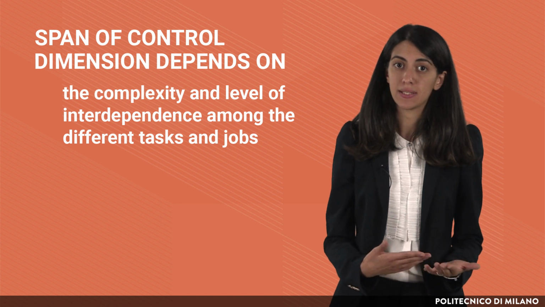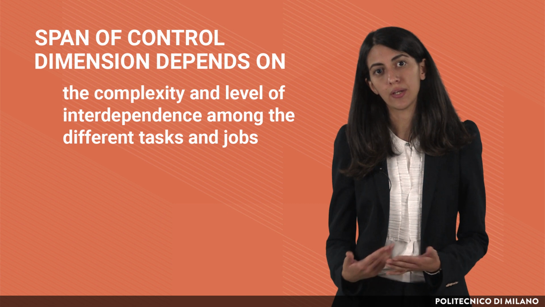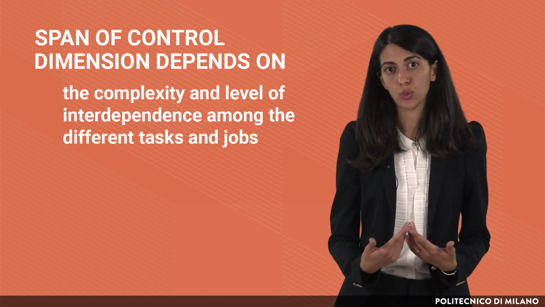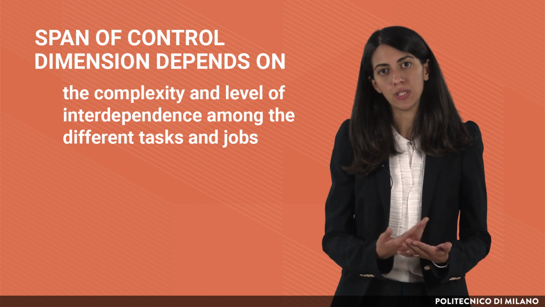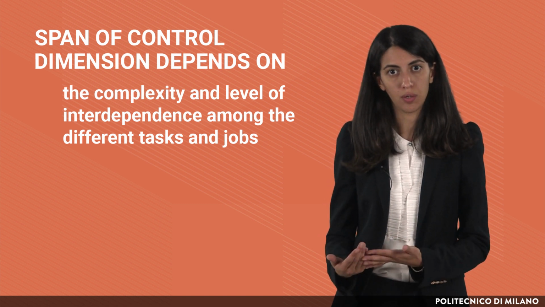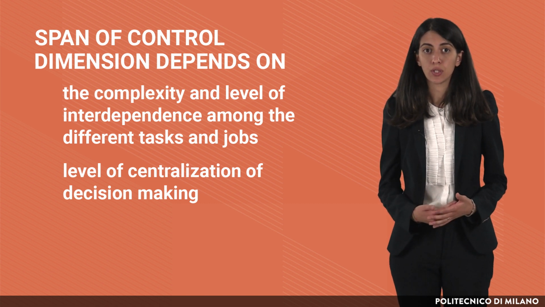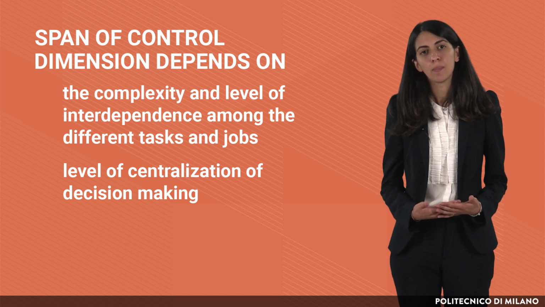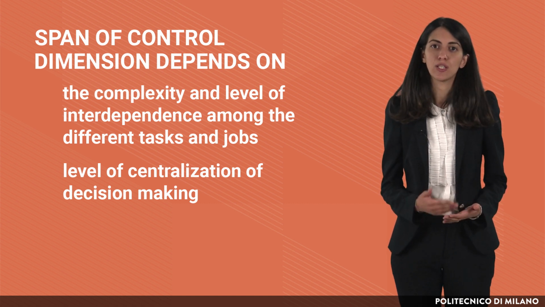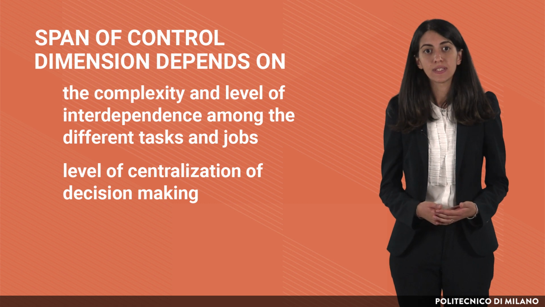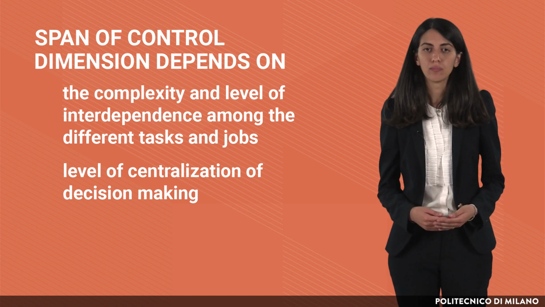The higher the complexity and the interdependence, the more difficult it is to control and coordinate activities, and the ability to supervise and coordinate tends to decrease, bringing the need for a small span of control. Second, we need to consider also the level of centralization of decision-making. If the company is characterized by a high level of centralization, we will have a small span of control. If instead the people are more autonomous, the span of control will be higher.